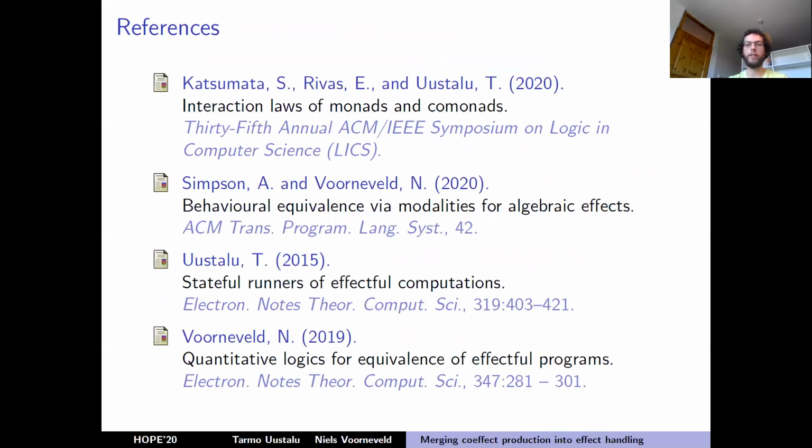All right, and we've landed at the end of this talk. Here's a list of references. This is the reference I mentioned many times, the recent Lics paper, which introduces interaction laws. Then we have 2 papers by me and Alex Simpson, which talk about program equivalence, and a paper by Tom about finite stateful runners.